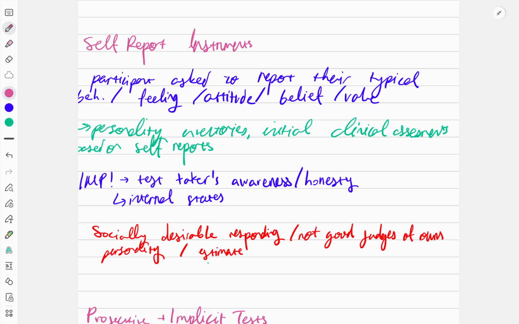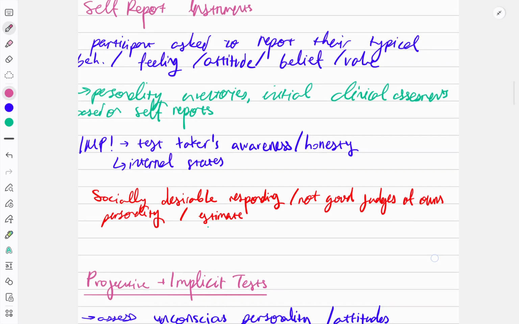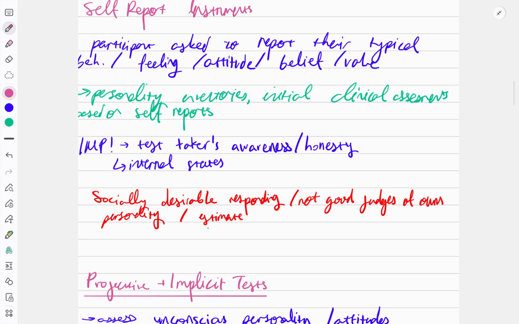We can just send the participants a link, so they will just fill in the questionnaire for us, but we don't put a lot of effort. And they are used in personality inventories, initial clinical assessments. They can be based on self-reports, but there are certain things that are crucial about self-report instruments.